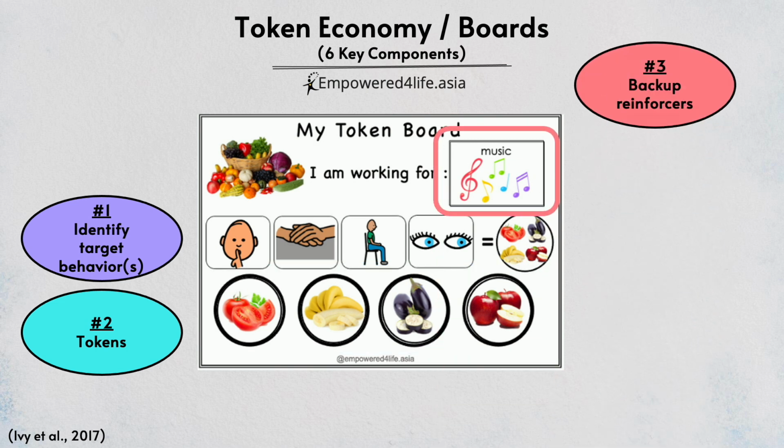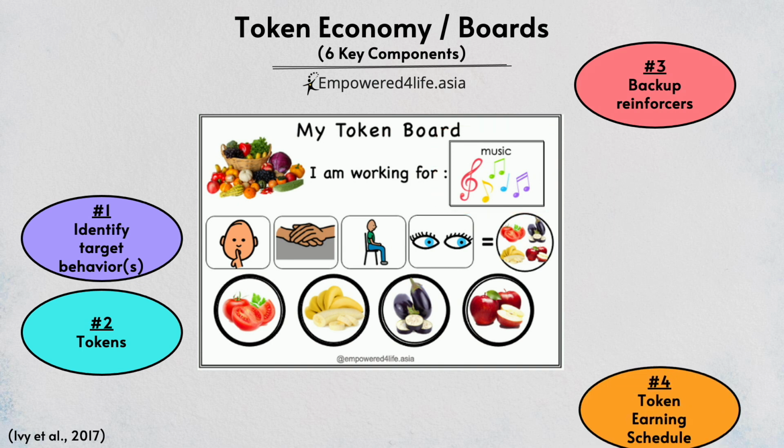Next is backup reinforcers. Think about what your child can exchange the tokens for. This could be their favorite toy, a few minutes of screen time, or an activity they love. Anything that will motivate them.